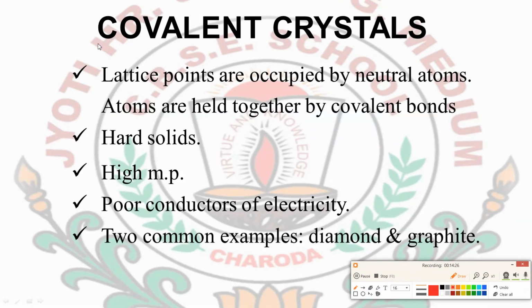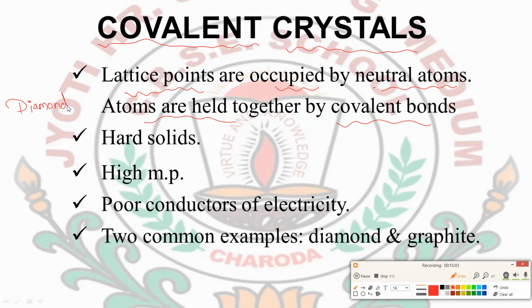Next, the next type of crystal after ionic crystals is covalent crystals. So what are covalent crystals? Covalent crystals are crystalline solids where the lattice points are occupied generally by neutral atoms. The atoms are held together by covalent bonds, and the best example of a covalent crystal is diamond.